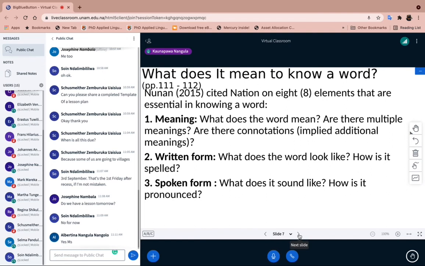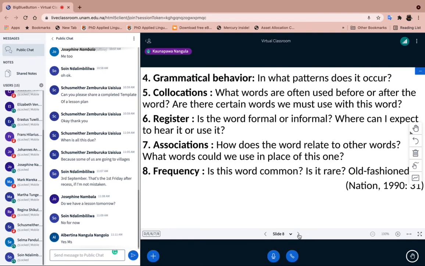And then the fourth element that we have is grammar behavior, which tackles in what pattern does the word occur. Okay, that is the grammar pattern. Collocation is what words are often used before or after the word. So the combination of words, like how do you combine that word and what is the common way? For example, we say salt and pepper. That is collocation most of the time.